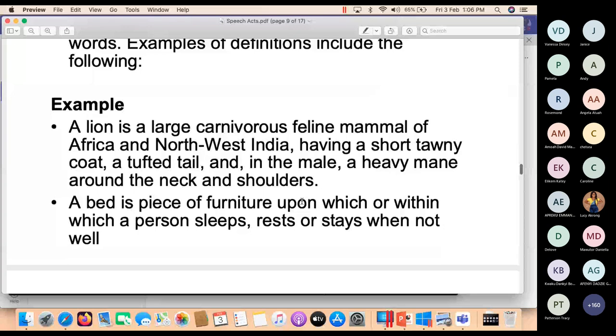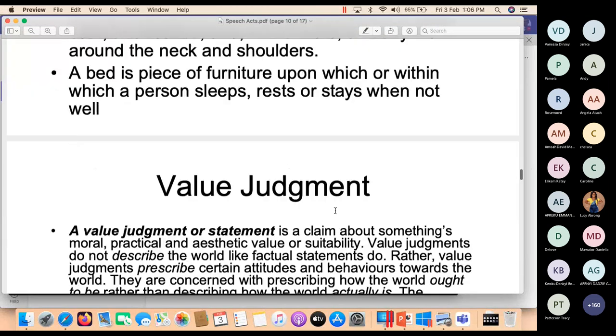A lion is a large carnivorous feline animal of Africa and Northwest India, having a short, tawny coat, a tufted tail, and in the male, a heavy mane around the neck and shoulders. So that's the definition of a lion. It provides you information about the meaning of lion. A bed is a piece of furniture upon which or within which a person sleeps, rests, or stays when not wearing. So these statements are about meaning. Simple, you know.